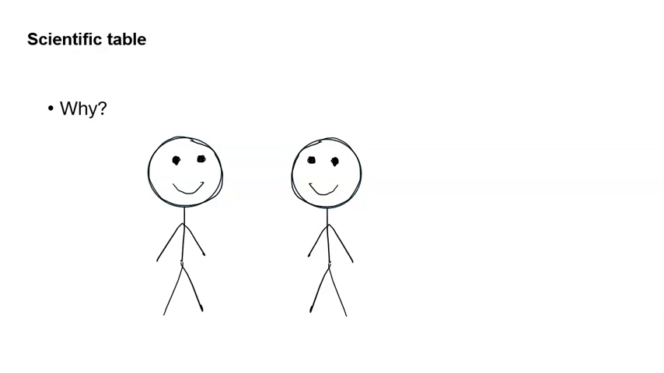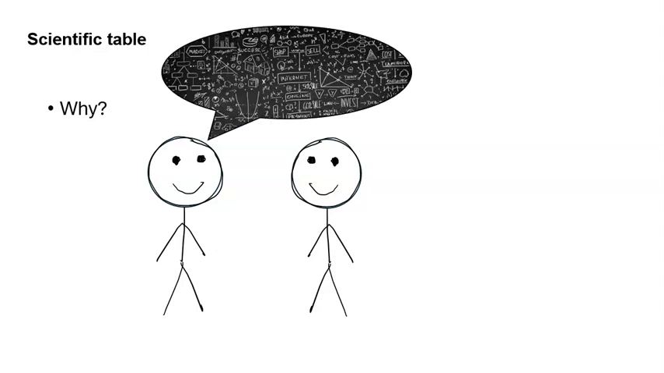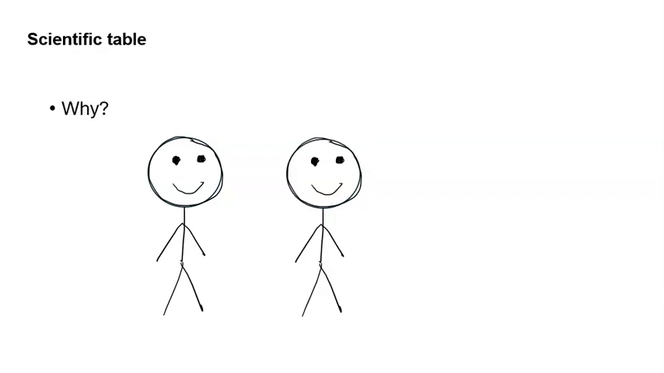Well, before we go into how do we do a scientific table, it's important to look at why do we do a scientific table. So in science, there can be lots of information, there can be lots of complicated ideas, and an important part of science is being able to communicate those ideas effectively. And it can be really easy to just throw lots of data and information at people, and they don't normally like that.